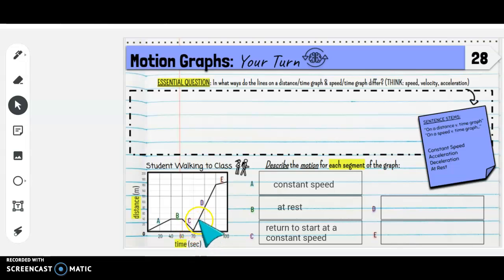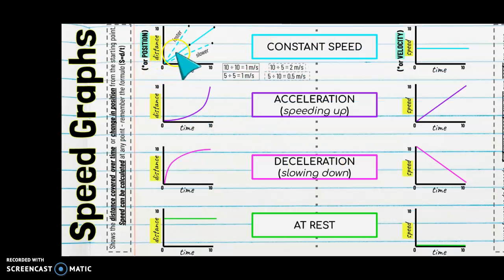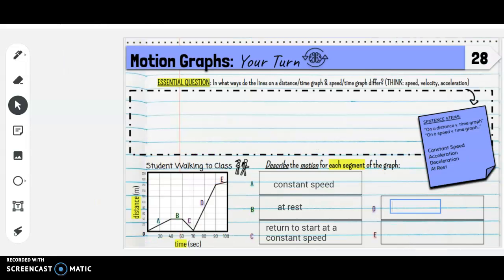Looking at segment D, we see it's that straight line, so it's covering the same constant distance over time, so it's a constant speed. And we see that line's pretty steep. So remember, that means it's covering more distance in a shorter amount of time. So if a line is more steep, that tells us they're going faster. So for here, I'll write constant speed. And I'm going to put fast.